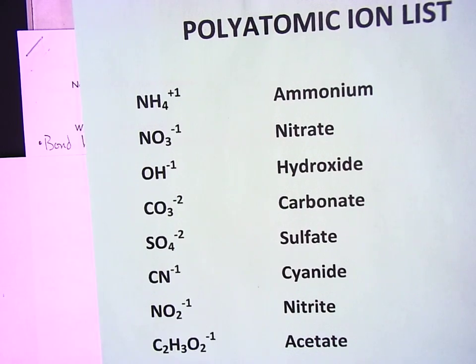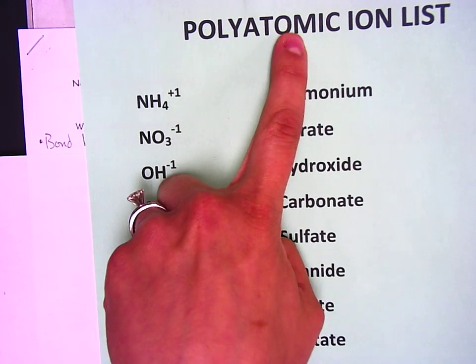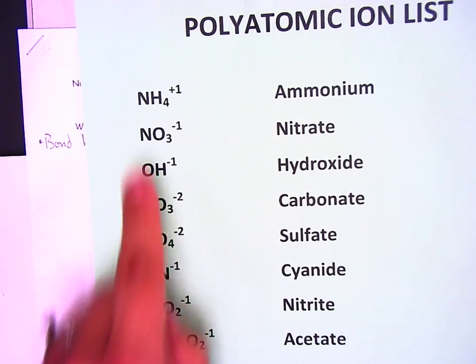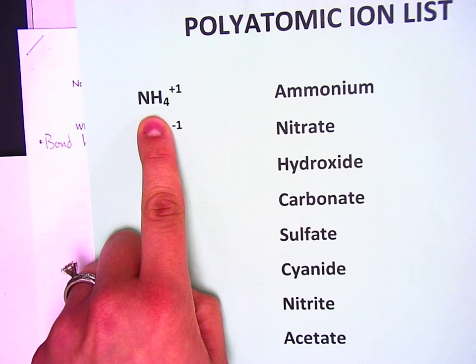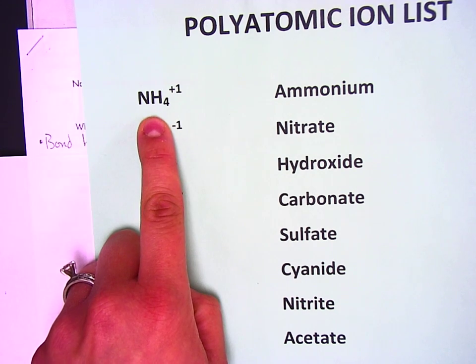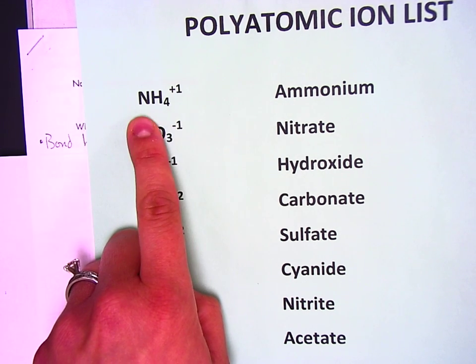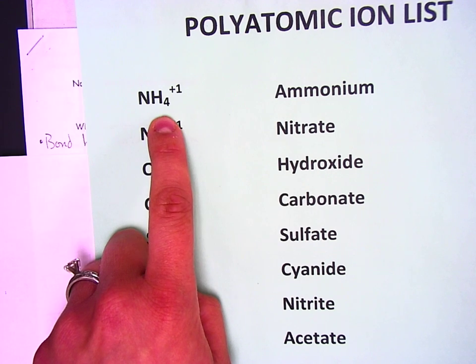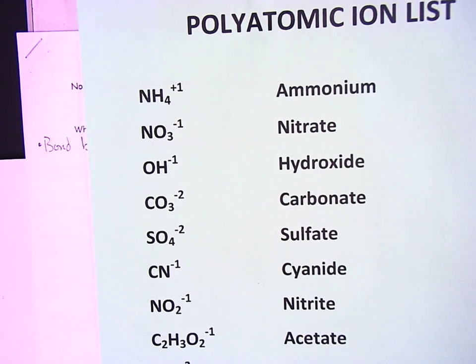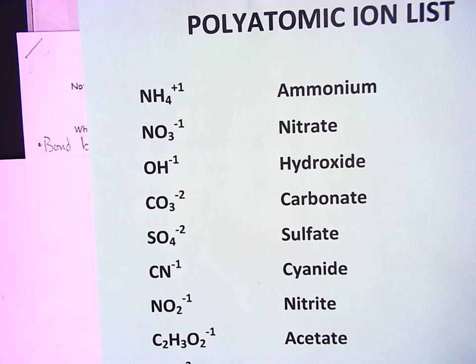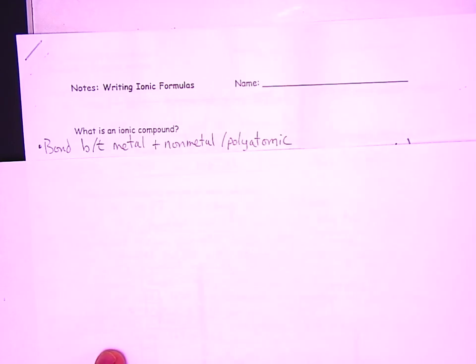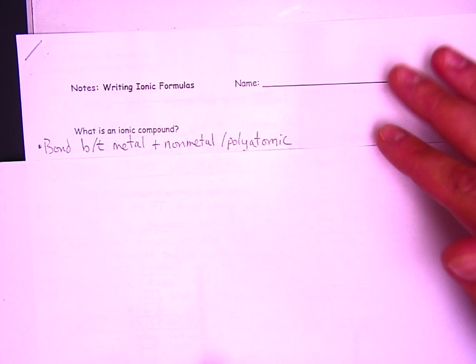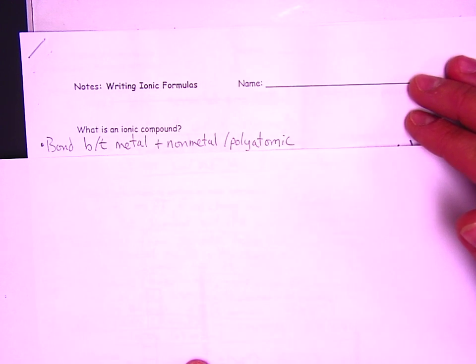Polyatomics: poly means many, atomic means atom. So when you have more than one atom together, they act as if they're just one type of element. So ammonium, NH4, is a nitrogen with 4 hydrogens. They're together and act as if they are stuck together as one element. So whenever you have a metal with a nonmetal or with a polyatomic, you are working with an ionic compound.